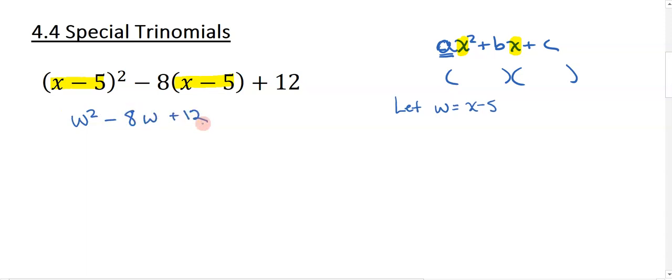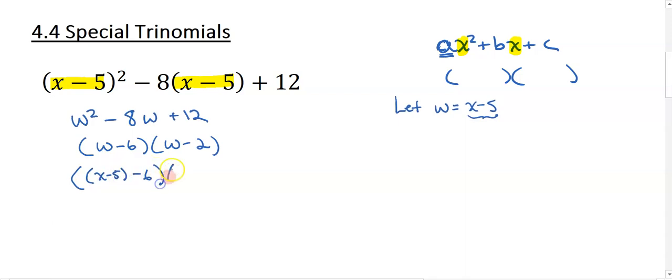And then we're going to factor this. Since it's a 1w squared, I'm going to find two numbers that multiply to give 12 and add to give 8. And now that I have factored it, I can replace x minus 5 for w back in here. So w is going to become x minus 5, and then you have minus 6. And then w is going to become x minus 5 and minus 2.